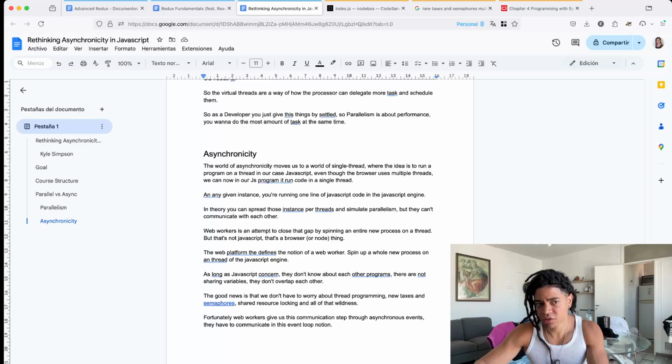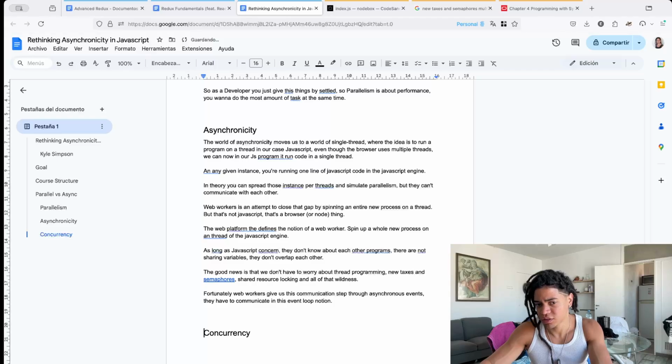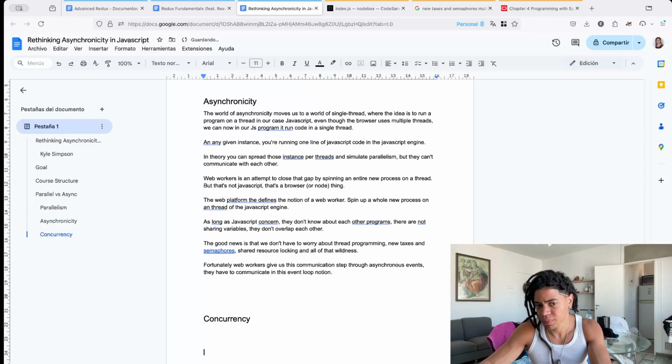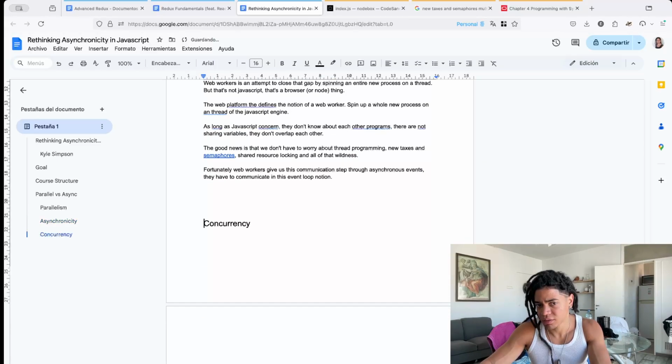So here what we're talking about is concurrency. And that is our job here. Concurrency. So this is concurrency, right? That's now the complexity that we have to handle.